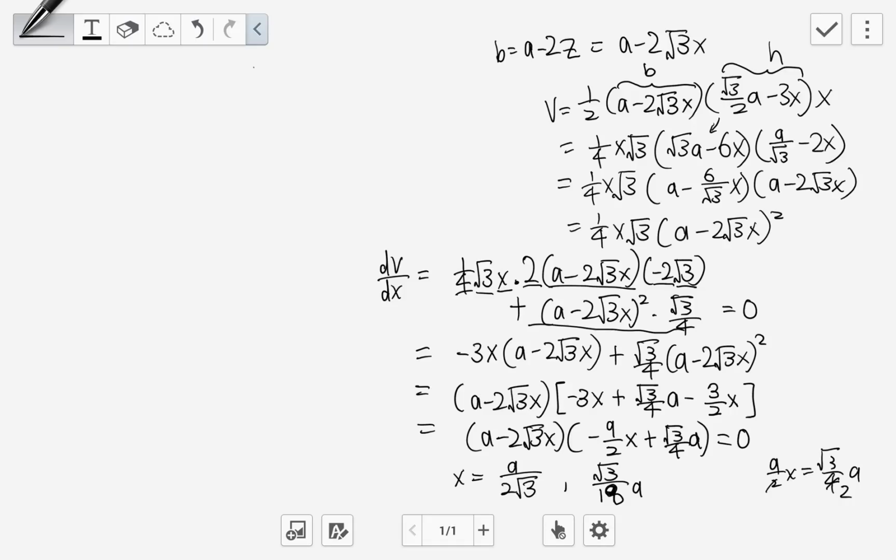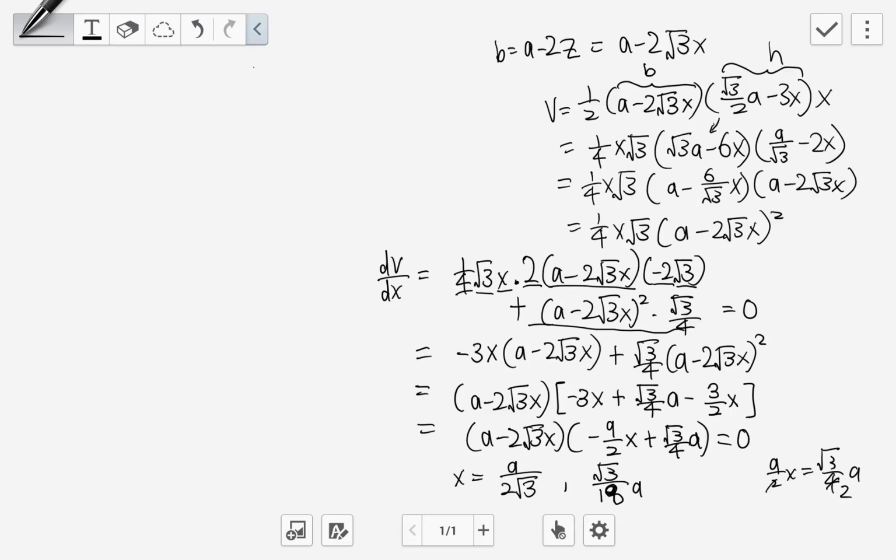So what we do here is, a is actually a constant in this question, so we only need to differentiate with respect to x. Using the product rule, I keep 1/4 root 3x, and then I differentiate this term with the chain rule. So 2 I'll bring down, and then the power of 2 becomes 1. I keep everything inside, and then I proceed to differentiate what is inside. I get -2 root 3, because differentiating a gives you 0, and differentiating -2 root 3x gives me -2 root 3. Then I keep the other side, -2 root 3x squared. This is the product rule.